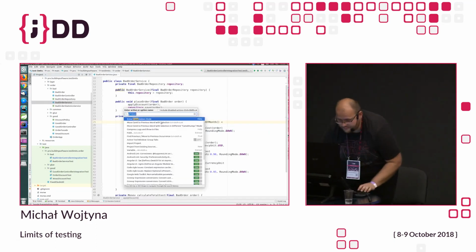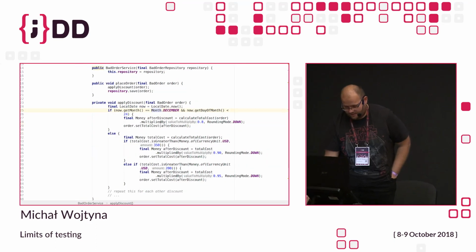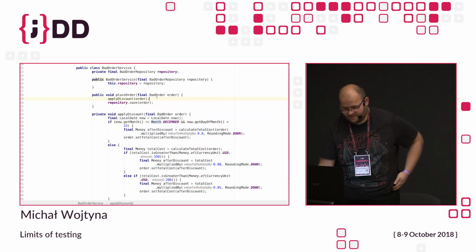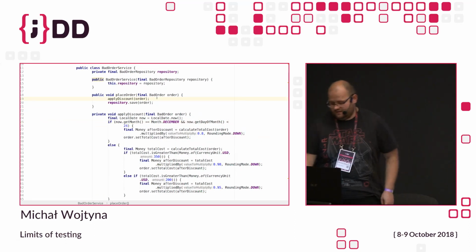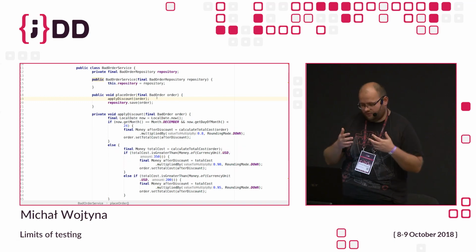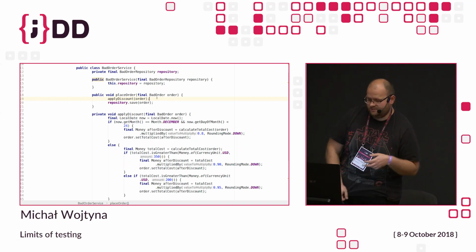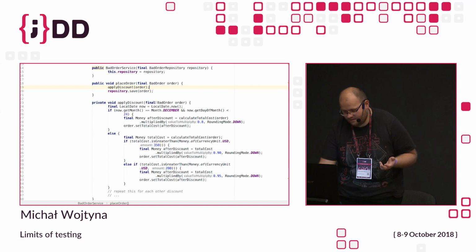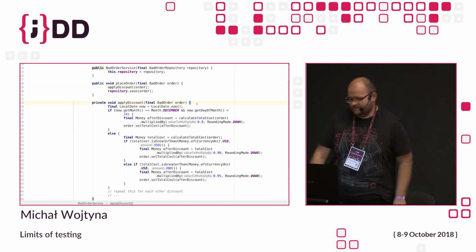Bad order service. Yeah. Take a look at this. There is a place order again. It applies a discount for the order and then saves the order inside the repository. OK, so what's really wrong about this?